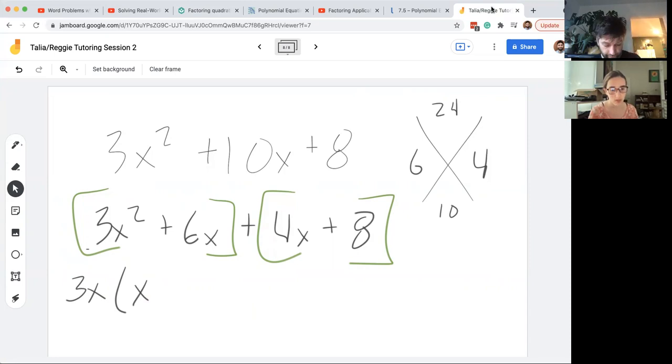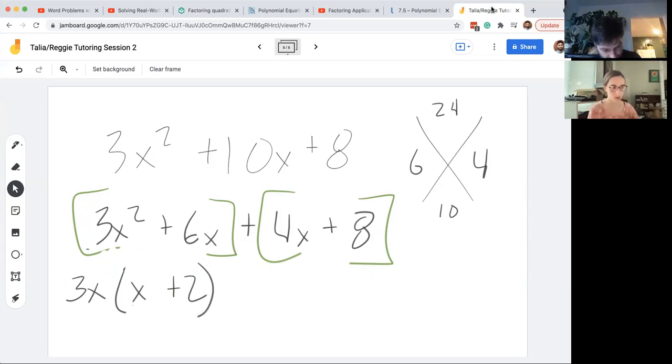So first we think, 3x times what would equal 3x squared? 3x times x. I didn't want to give it away. Okay. And so then 3x times what equals 6x? 2. Yes, so 3x times x plus 2. And you see how 3x times x plus 2 would give us 3x squared plus 6x?